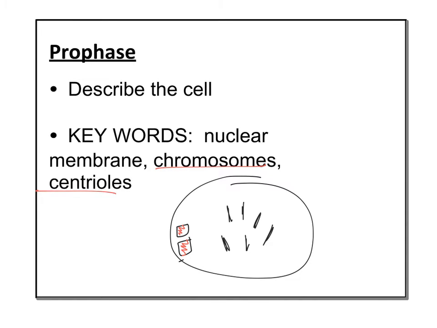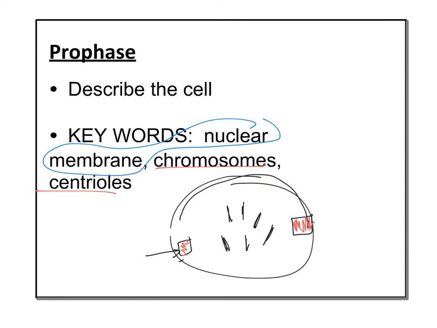Okay? And then finally, the centrioles move to opposite sides of the cell. So if this centriole right here is there, the other one's going to move opposite of it, so it ends up over there. Color that in. Get rid of the other one. There. So now the centrioles are on opposite sides of the cell. So again, 3 things happen in prophase. The nuclear membrane disappears. The chromosomes become visible, and the centrioles move to opposite sides of the cell.